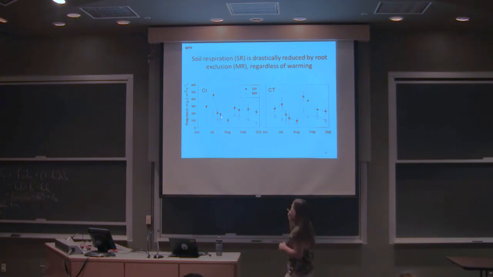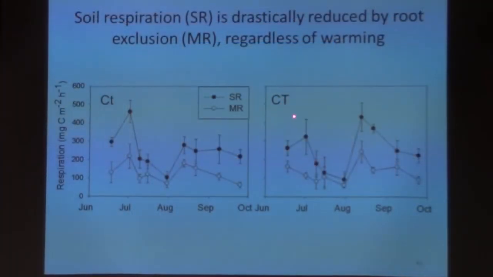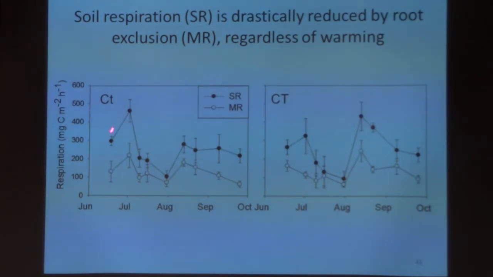This was maybe a month after I sprayed. This is the elevated CO2 at ambient temperature, and this is elevated CO2 at warmed, higher temperature. SR is the total soil respiration. MR is just the microbial respiration. On those Roundup plots, I'm assuming that it's only microbes doing the work. And it's about half. Just from killing those plants, we reduce the total respiration by about half.